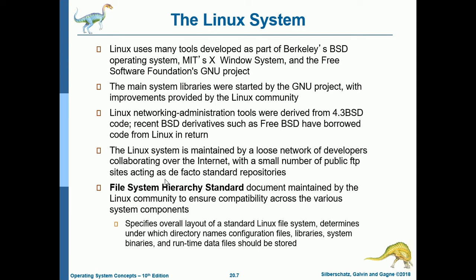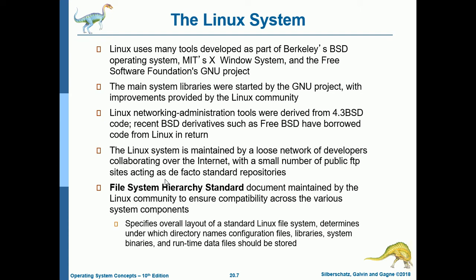The main system libraries were started by the GNU project, with improvements provided by the Linux community. Linux networking administration tools were derived from 4.3BSD code, and recent BSD derivatives such as FreeBSD have borrowed code from Linux in return. The Linux system is maintained by a loose network of developers collaborating over the internet, with a small number of public FTP sites acting as de facto standard repositories.